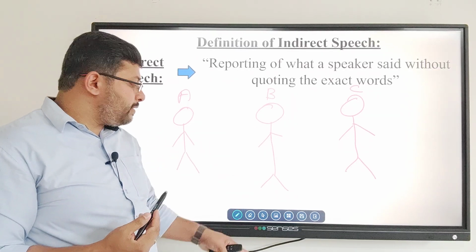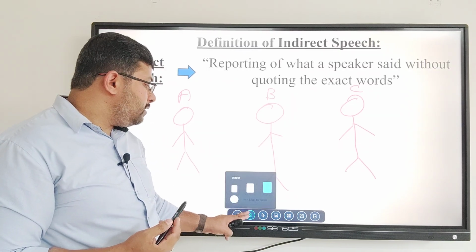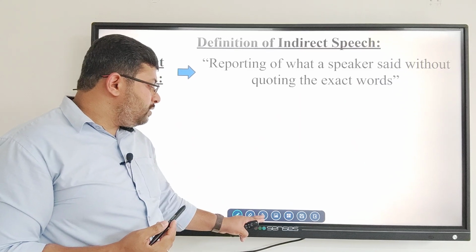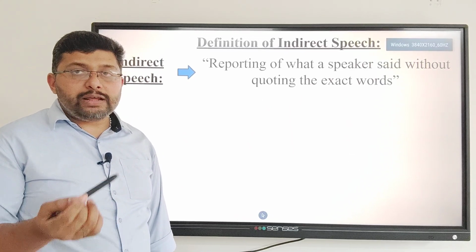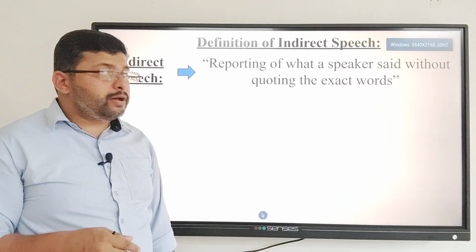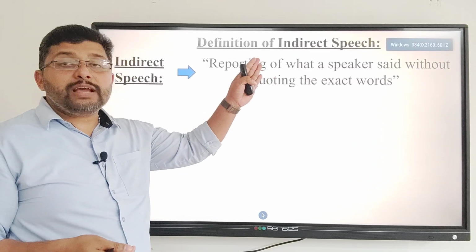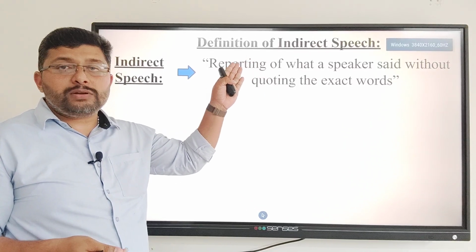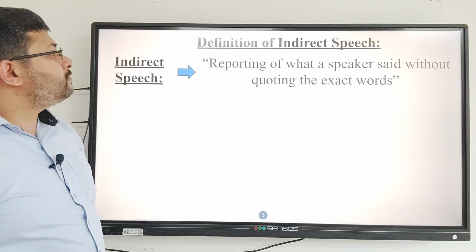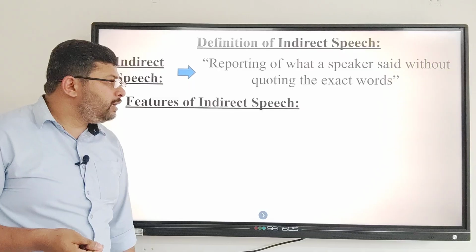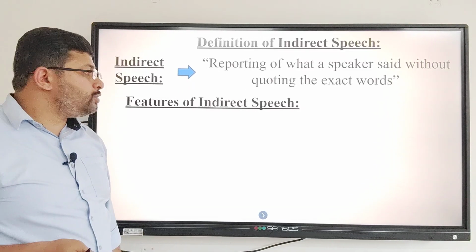Okay, so this is the difference between direct and indirect speech. In the first one we have discussed, it's the actual words of the speaker. Direct speech means the actual words of the speaker, but here we are not using the exact words of what that person spoke. Okay, that's the difference between direct and indirect speech. Now let's discuss the features.